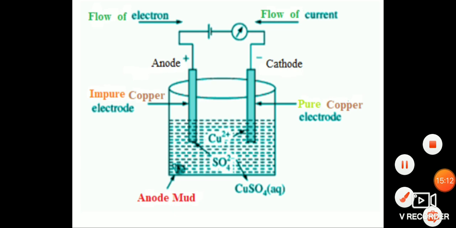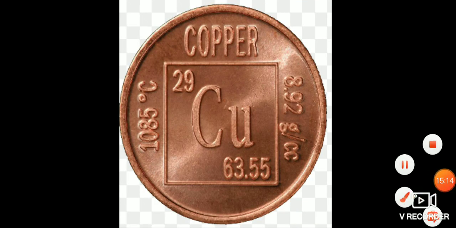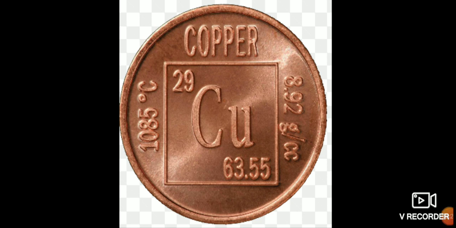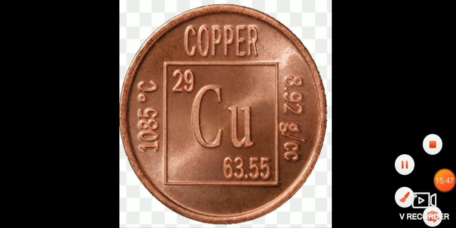Okay, children. Now the physical properties of copper. Copper is a reddish brown metal with a high luster, high density and high melting point. The melting point is 1356 degrees Celsius. This is the physical property of copper.